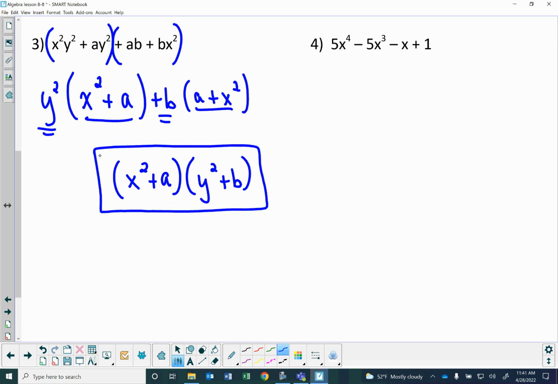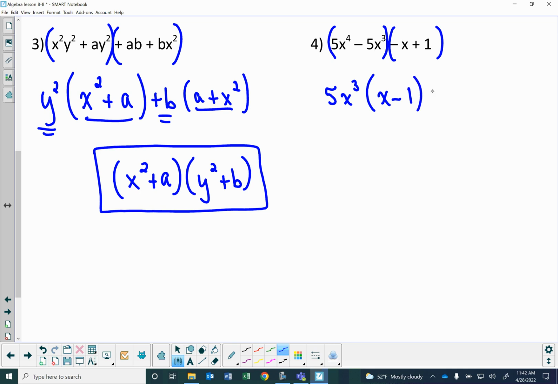Number 4. Alrighty, if I look at number 4, I'm going to group first two, last two again. The greatest common factor out of 5x to the 4th minus 5x to the 3rd is 5x to the 3rd. 5x to the 4th divided by 5x to the 3rd just leaves me with an x. And minus 5x to the 3rd divided by 5x to the 3rd is 1.